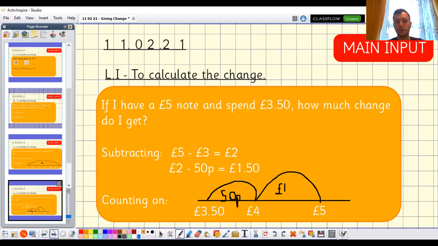You might choose one strategy that you prefer. You might change your strategy depending on the question, and that's up to you. You can go for whichever one you feel more comfortable with. We're going to go through one other example on a different screen, so let me share that quickly now.